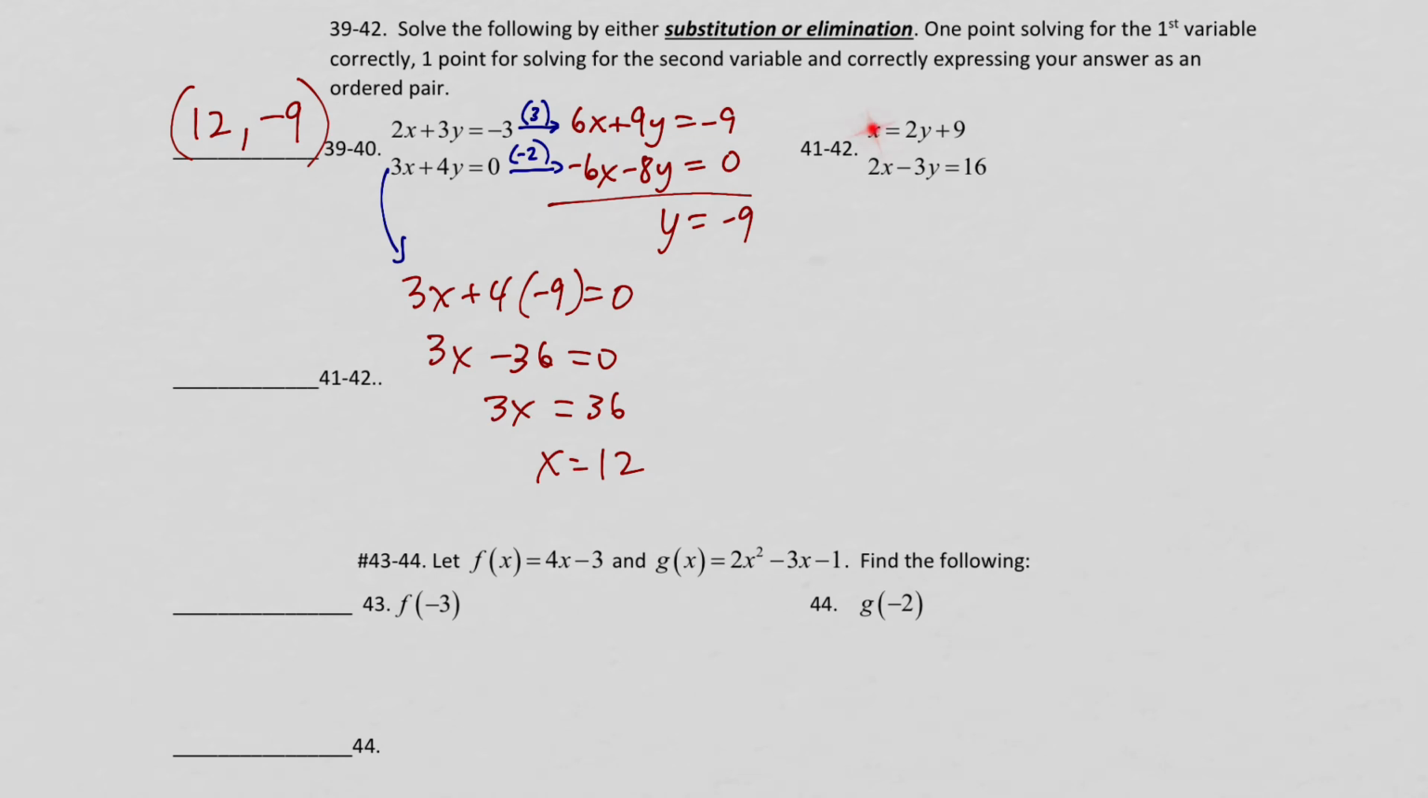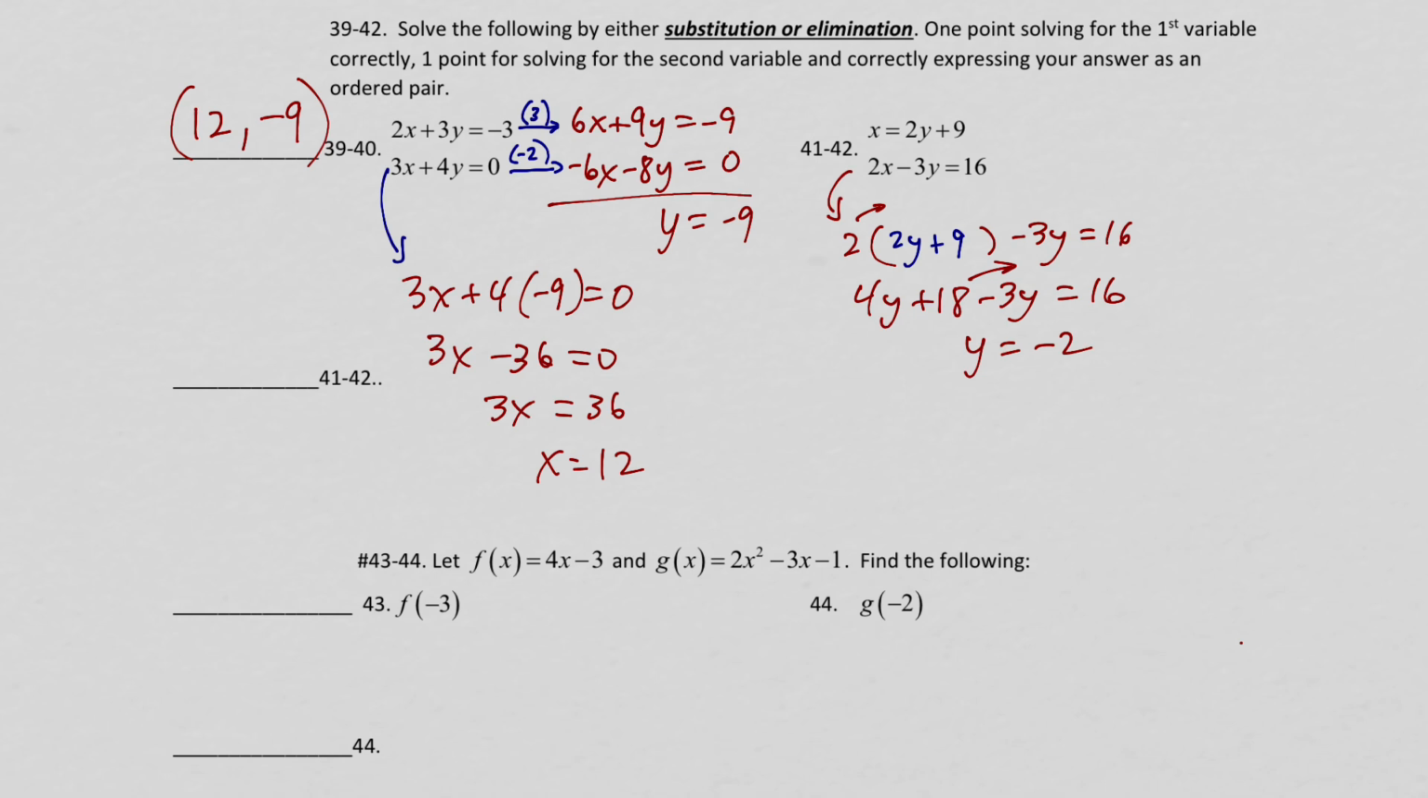Because I'm given a choice and x is solved for, I'm going to use substitution. I'm going to take this and plug this stuff in here. So this will give me 2x minus 3y is equal to 16, and x is 2y plus 9. So now I'll distribute this. I'm going to combine like terms. That becomes y. And I'll move this over, and I have 16 minus 18 is negative 2.